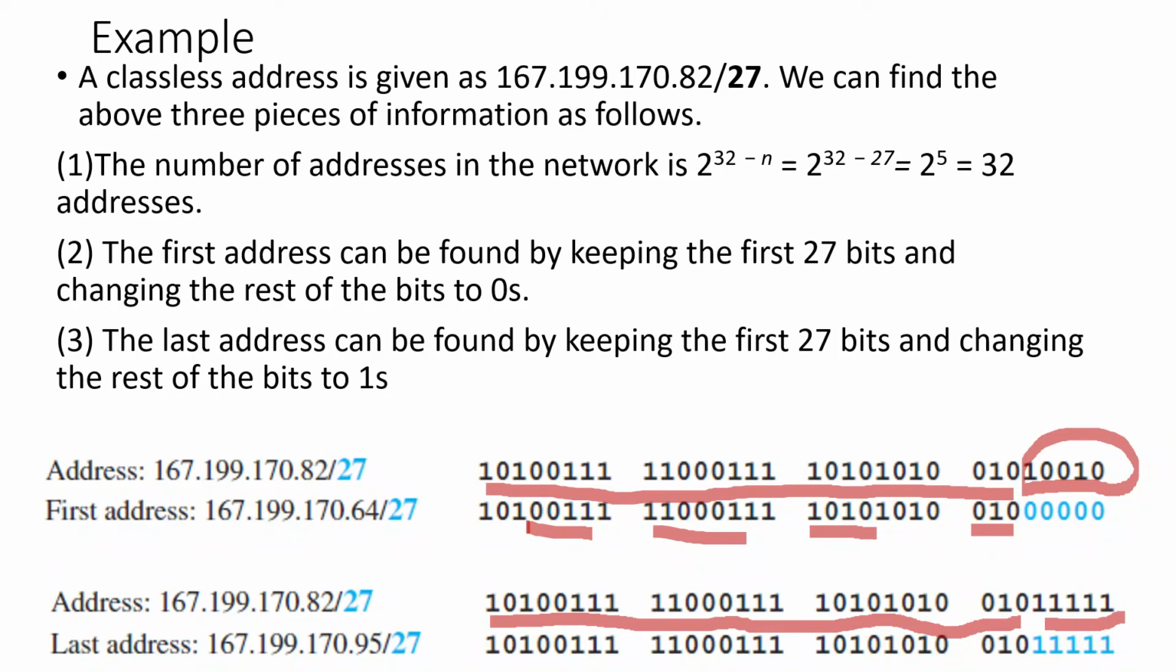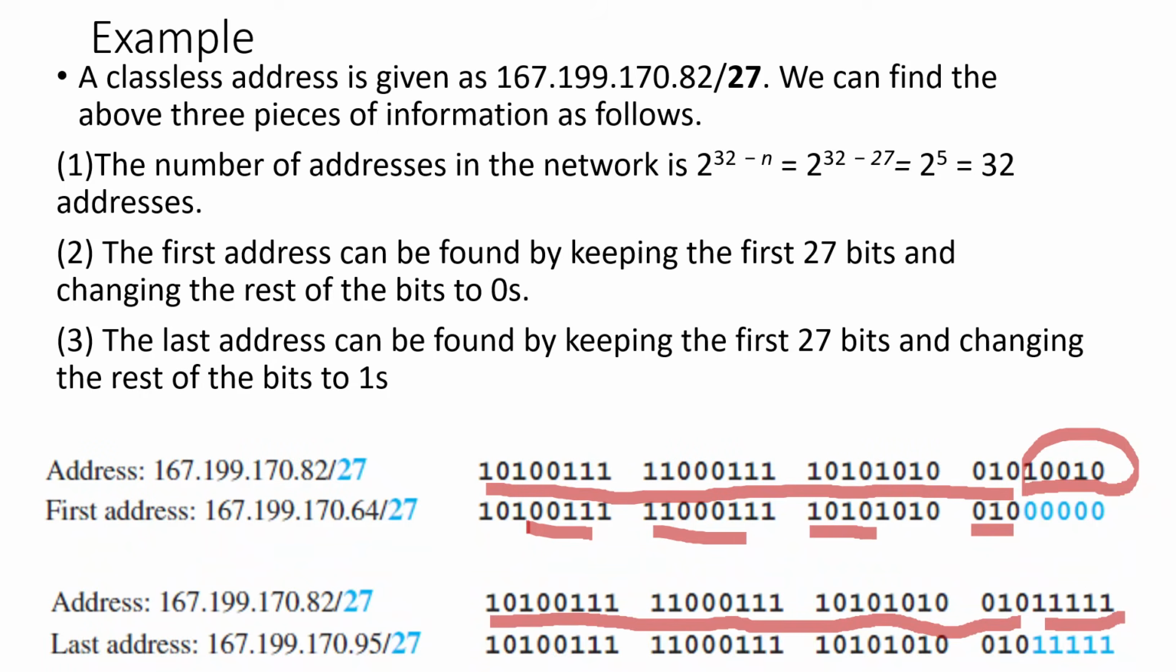So I hope you can understand how to find the first address and the last address for the given IP addresses. So this is the procedure. First you have to find the total number of addresses in this network. How can you find the total number of addresses? The formula is capital N is equal to 2 power 32 minus small n, where small n is the prefix length. This can be obtained from the number after the slash. In this case, small n value is 27. So 32 minus 27 is 5. 2 power 5 is equivalent to 32. So 32 addresses is the total number of addresses in this network.